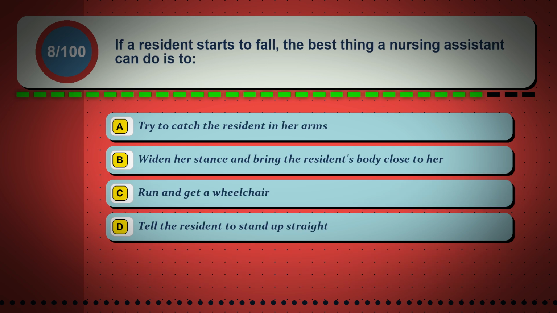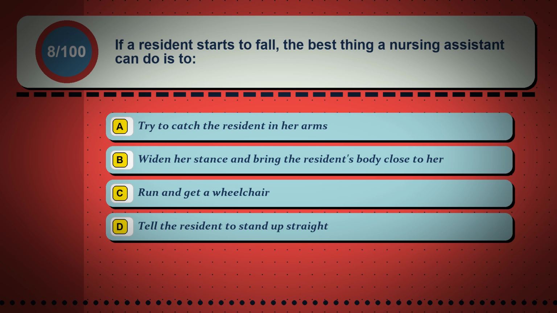Question 8. If a resident starts to fall, the best thing a nursing assistant can do is to: Option A. Try to catch the resident in her arms. Option B. Widen her stance and bring the resident's body close to her. Option C. Run and get a wheelchair. Option D. Tell the resident to stand up straight.